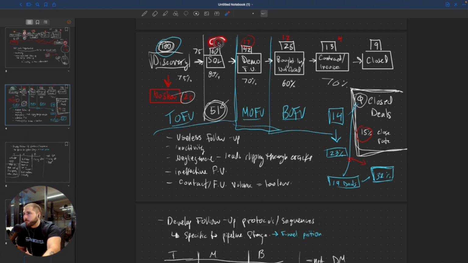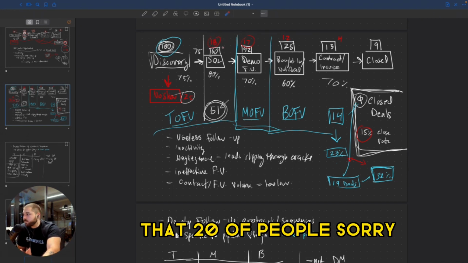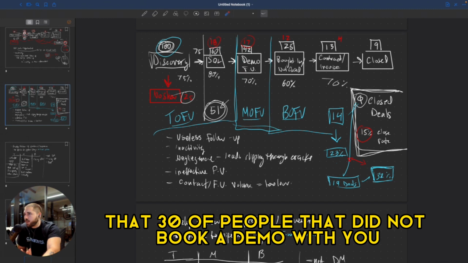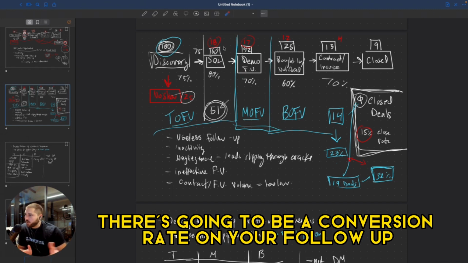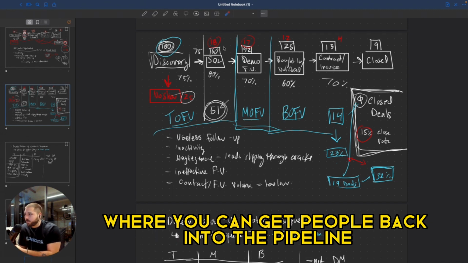And as a result, that 30% of people that did not book a demo with you, you'll scoop up some more opportunity there. There's going to be a conversion rate on your follow-up where you can get people back into the pipeline.